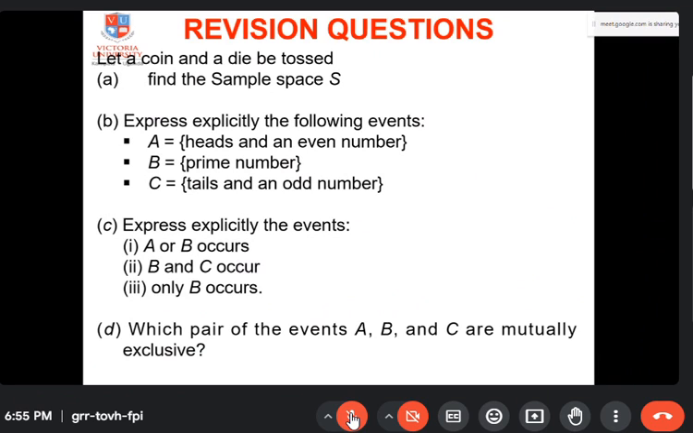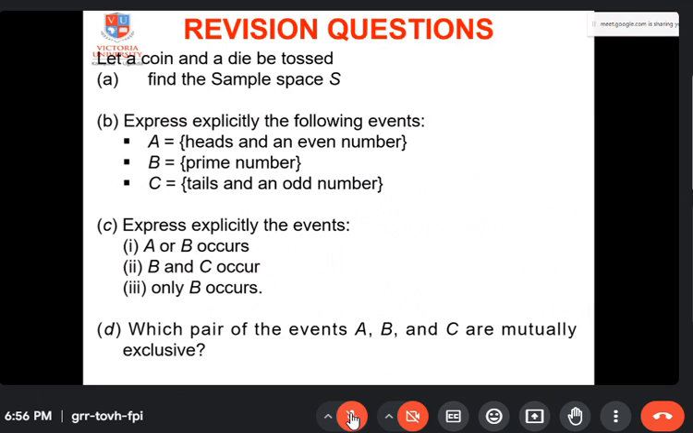So remember the sample space we said has 12 points: 1 head, 2 head, 3 head, 4 head, 5 head, 6 head, then 1 tail, 2 tail, 3 tail, 4 tail, 5 tail, and 6 tail. So that was the sample space S. Then event A is that event where you have a head and an even number. So we said we have 2 head, 4 head, and 6 head.